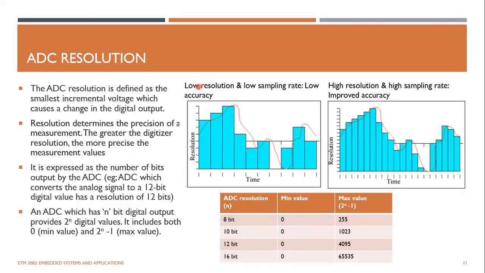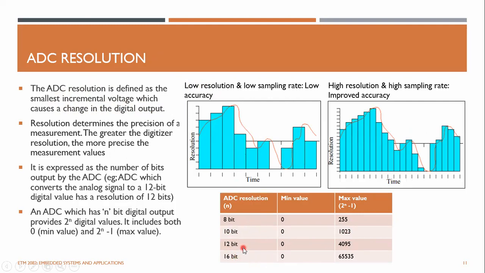Right. So the ADC resolution is another term, which is defined as the smallest increment of voltage which causes a change in the digital output. In AVR microcontrollers, you have a 10-bit ADC resolution, which means the maximum value you can have is 1023. If it is 12 bits, 4095, and likewise, right?